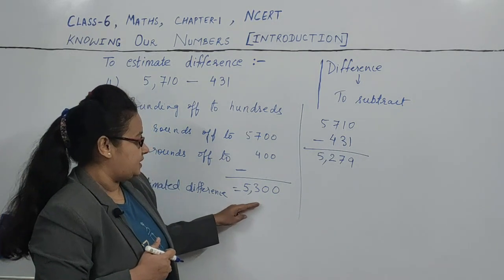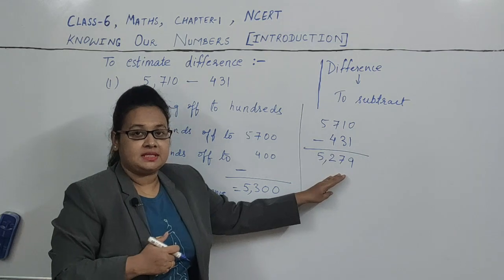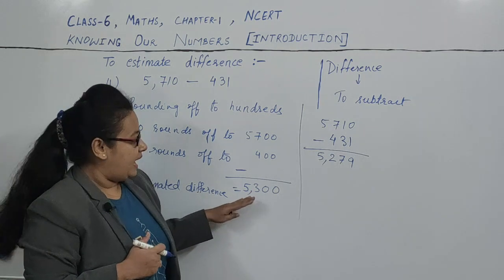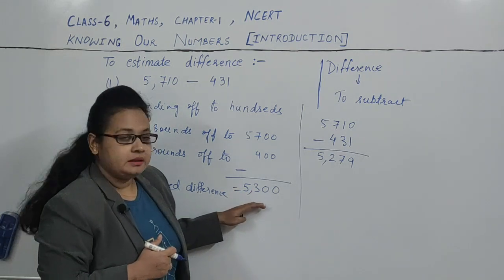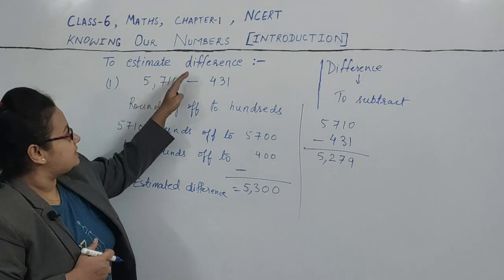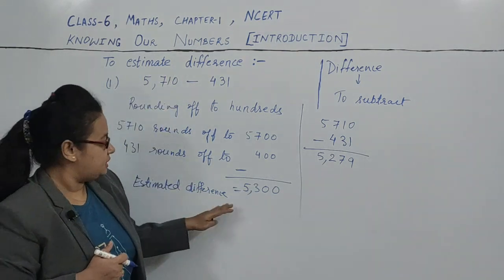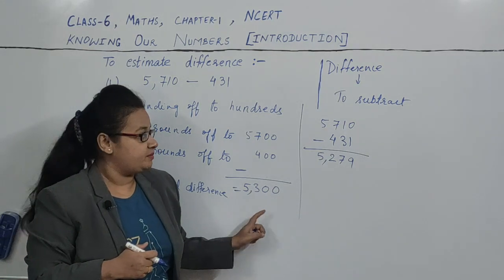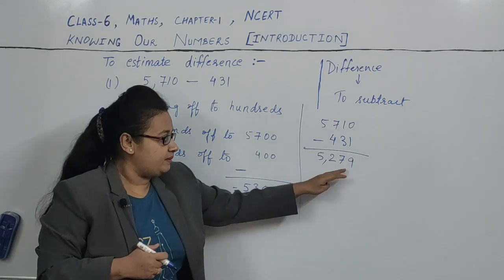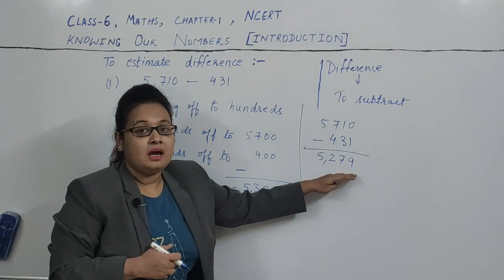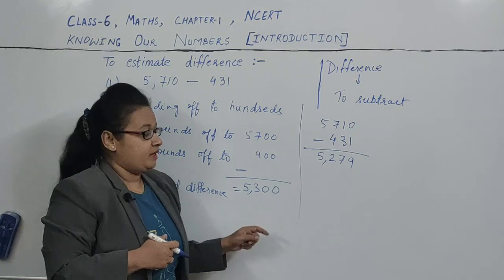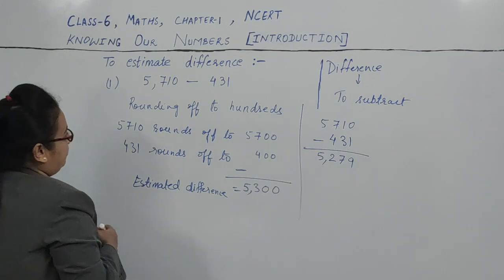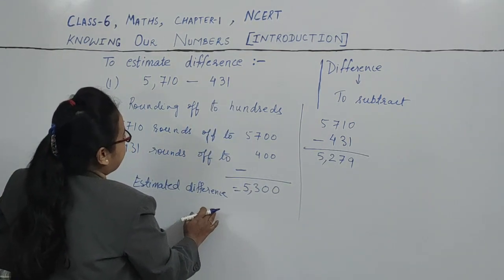So the estimated difference is very close to the actual difference. So this estimated difference is meaningful, it is reasonable, and this is the way to estimate a difference. See, it is very much close to the actual difference between these two numbers. It is a meaningful estimation. It is a reasonable estimation. This is the correct way of doing the estimation.